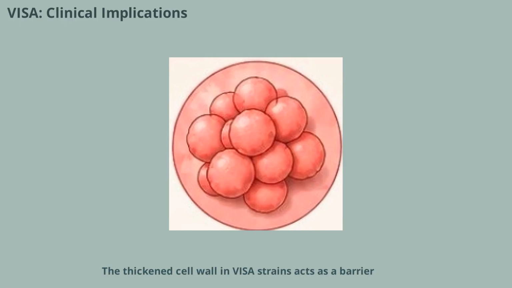VISA infections are often linked to patients who have received vancomycin for extended periods. The thickened cell wall in VISA strains acts as a barrier, making it harder for vancomycin to reach its target. This means higher doses or alternative drugs may be necessary. VISA highlights the importance of monitoring antibiotic use and adjusting therapy based on lab results. Always consult infectious disease specialists when dealing with VISA to ensure the best outcomes.